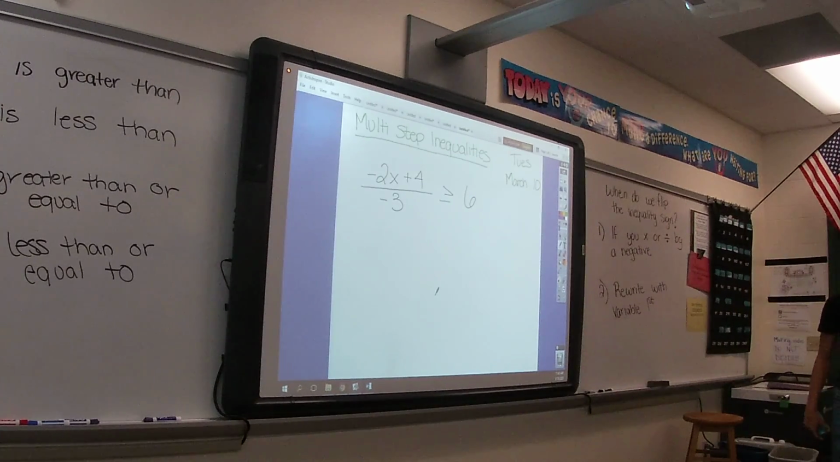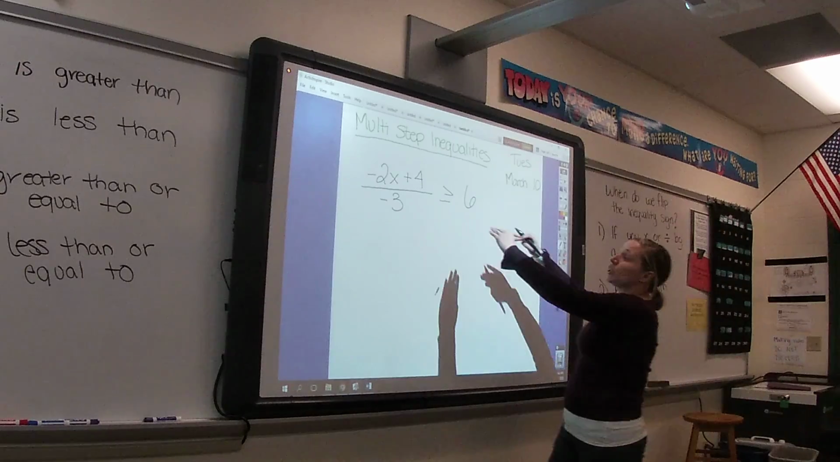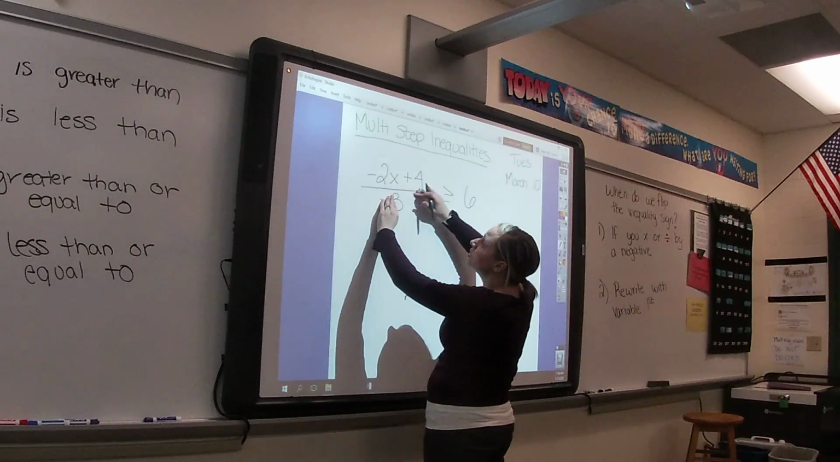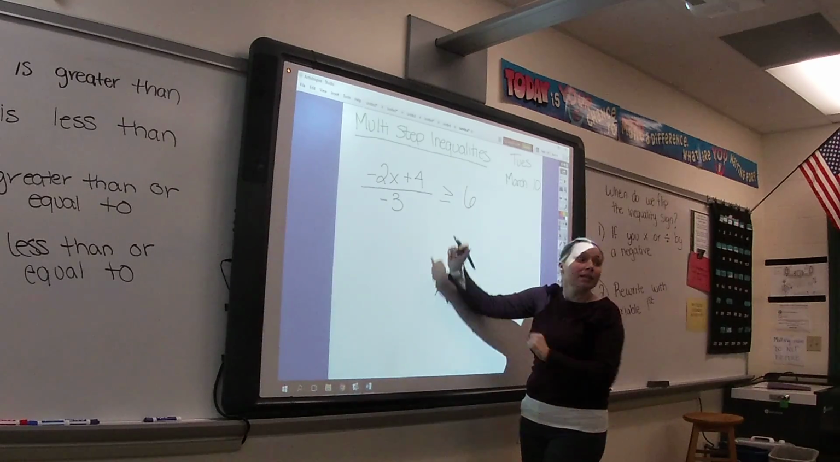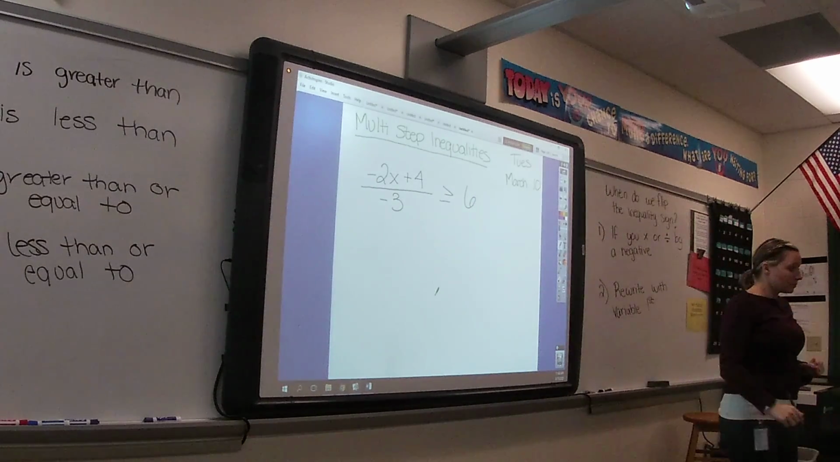What do we do if there's a large fraction? Do we remember? What do we do, Oscar? That's a no, you don't remember? No. You multiply. By what, Edgar? The denominator, right? So if there is this large fraction, we have multiple things on top, we need to get rid of this denominator first.